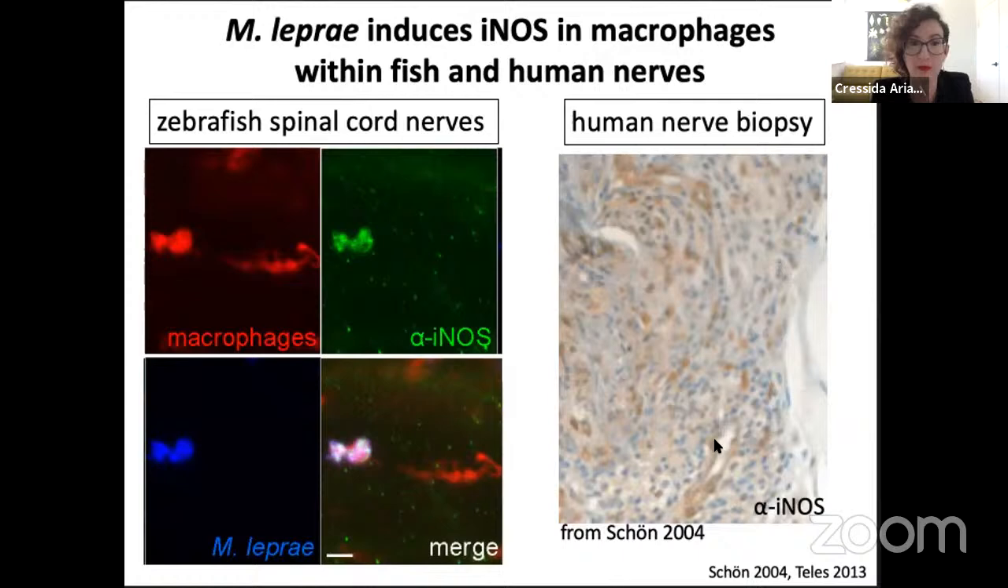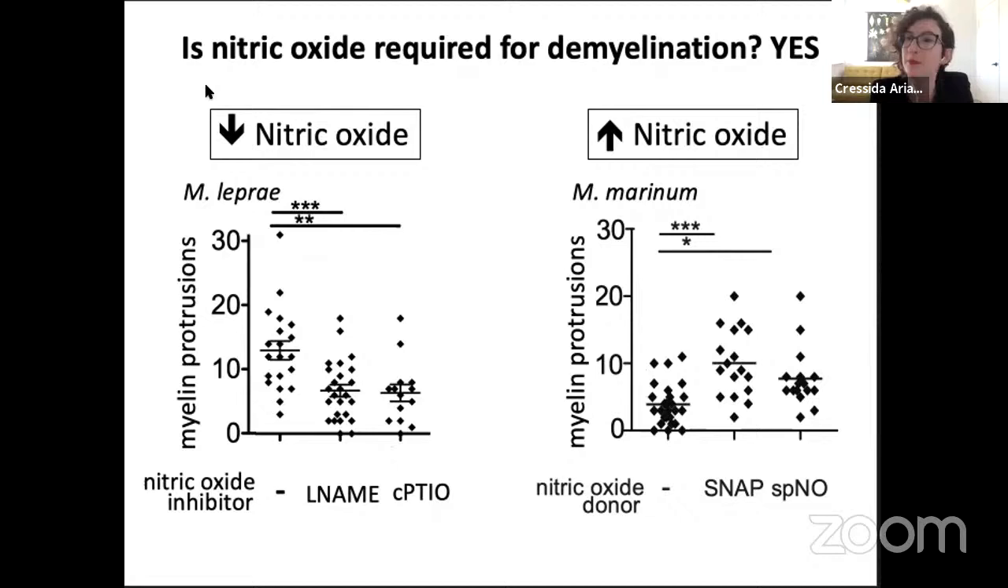Of course, it's great that we're seeing this iNOS upregulation, right? But is this important for demyelination? So to test this, the first thing I used was either inhibitors of nitric oxide or donors. So these are chemicals that will prevent nitric oxide or induce it. When I infected with M. leprae and compared fish that were untreated with these inhibitors compared to fish that were treated, I saw a decrease in demyelination. Conversely, when I treated with nitric oxide donors, I saw an increase in demyelination in these animals, suggesting that yes, nitric oxide is playing an important role in demyelination. When there's less of it, demyelination goes down. When there's more of it, demyelination goes up.